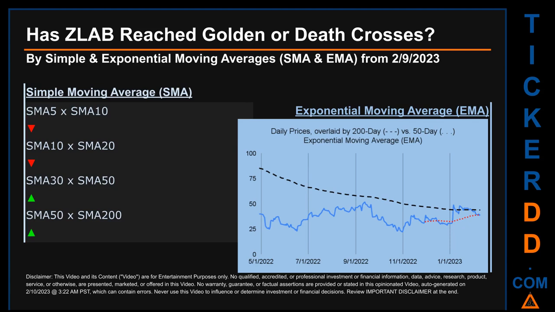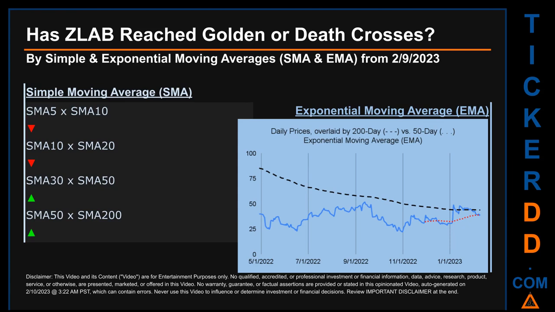Has ZLAB price reached golden or death crosses? Golden cross and death cross are basic signals that compare average prices across two specified trade day ranges, a short-term versus a long-term range. For example, 5-day versus 10 trade days. Essentially, a golden cross is a bullish signal. It appears when a ticker's short-term moving average crosses above its long-term average. Vice versa, a death cross is a bearish signal when the short-term crosses below its long-term moving average.